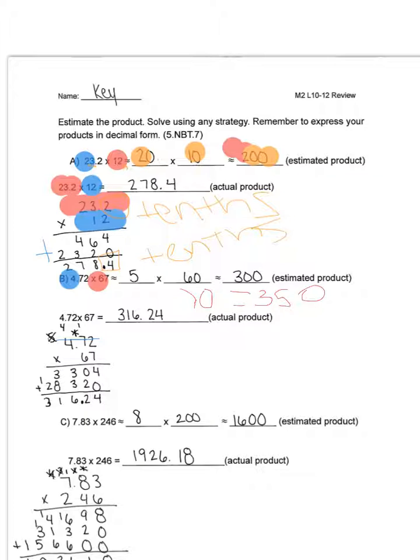Then we're actually going to solve. So my 472 times my 67. 7 times 2 is 14. 7 times 7 is 49 plus 1 is 50.